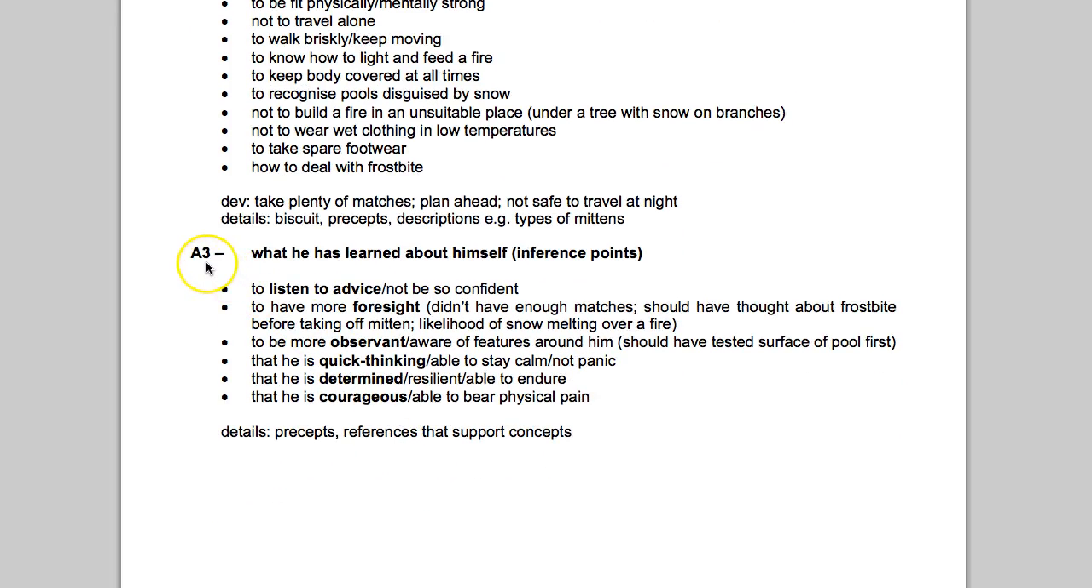And then the third bullet point, as you should know, is always inference, always about what you can work out. So all of this is development. That's why it's not shown separately as dev, because all of this is development. And these are the sorts of things that I'm going to be looking for in Sam's answer.